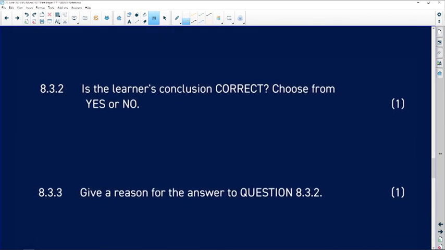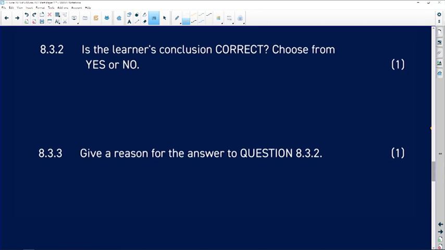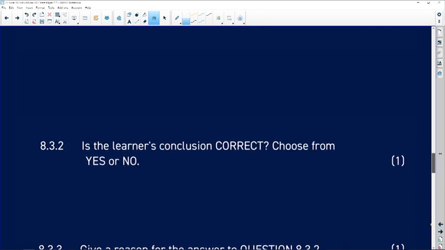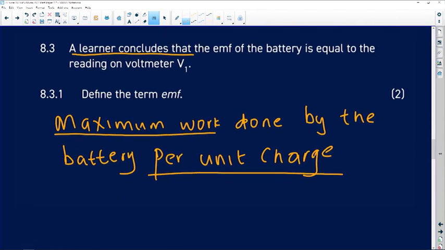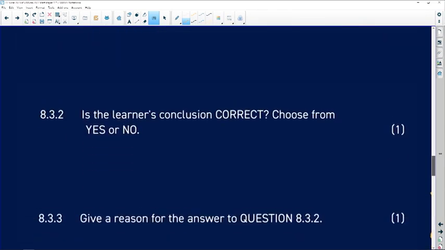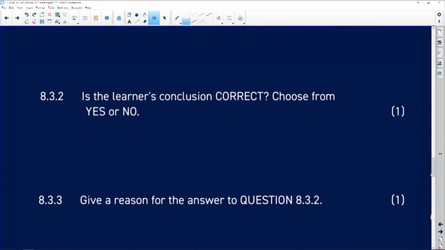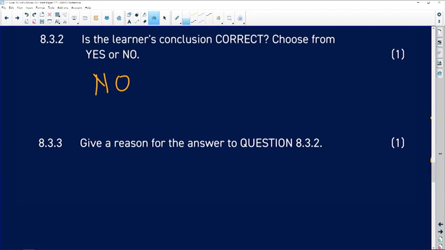We come here now, 8.3.2. Remember the learner made a claim. He concluded that the EMF of the battery is equal to the reading on V1. So now the question is, is the learner's conclusion correct? Choose yes or no. So here we can say no. The learner is not correct. But we must give a reason why.